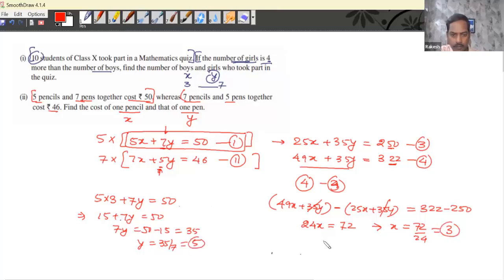We have got the value of x and we have got the value of y. So the cost of one pen is 3 and the cost of one pencil is 5. What you can do is pause this video and try to see whether this value satisfies both the equations or not. Just pause the video and check yourself. Okay, I hope you must have done it, right? And you have identified that 3 and 5 satisfy it.